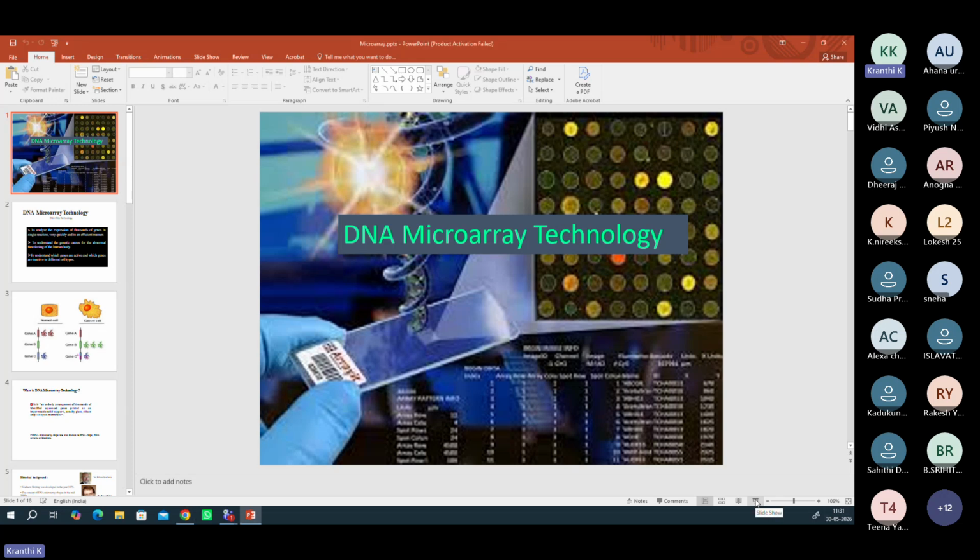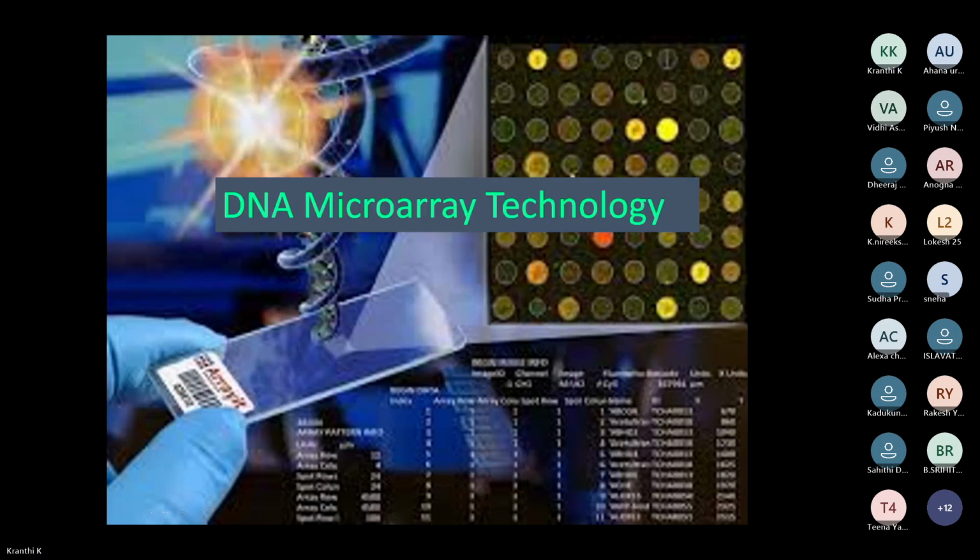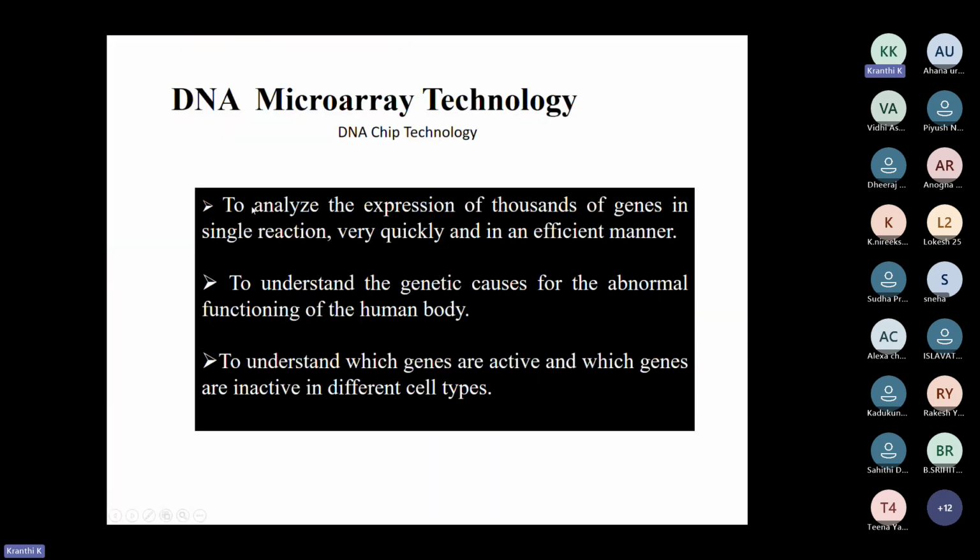So what is this microarray technique? We also call it DNA chip technology, to analyze the expression of thousands of genes in a single reaction, very quickly and in an efficient manner. We use this DNA microarray technique to understand the genetic causes for the abnormal functioning of the human body. Wherever there is abnormality in a gene, you can find out using this DNA microarray, right? No need to do multiple tests. Then, to understand which genes are active and which genes are inactive in different cell types.